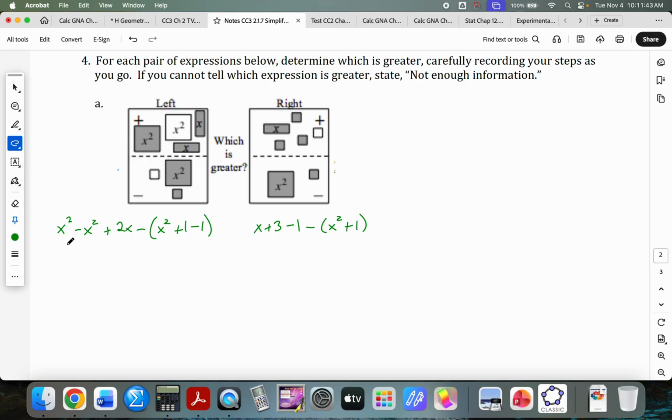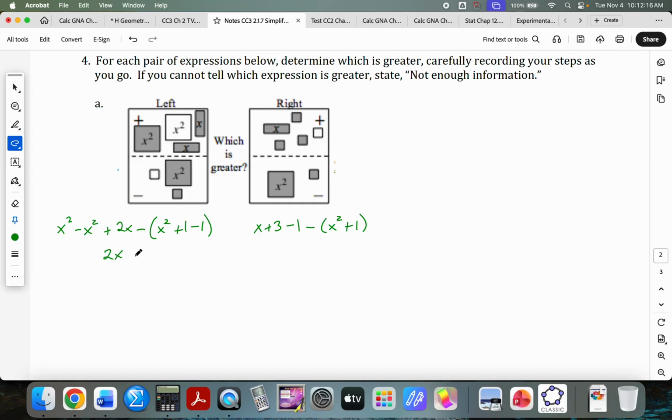All right, on the left side, is there anything we can do in the positive region with the x squared, the minus x squared, and the 2x? Yes, just in the positive region, you can eliminate the x squared plus negative x squared, because that's a zero pair, isn't it?